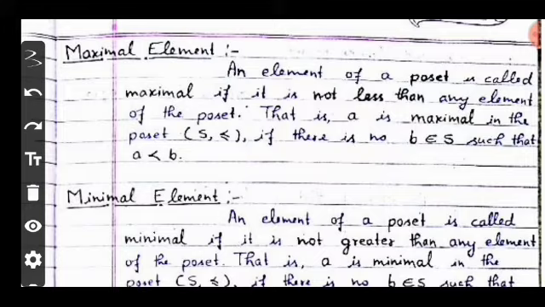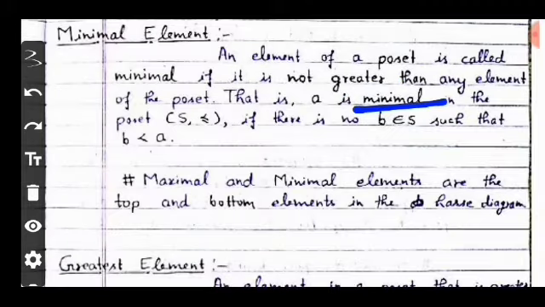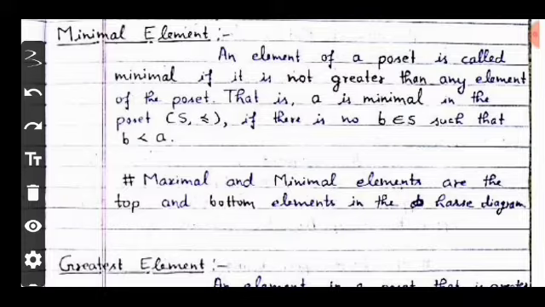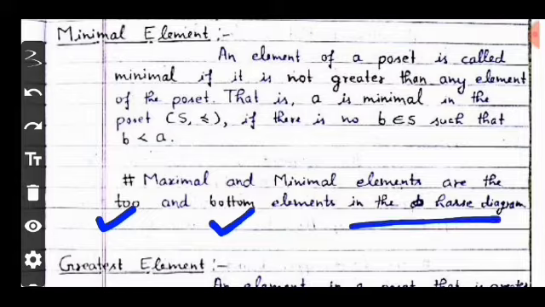Minimal element: an element of a poset is called minimal if it is not greater than any element of the poset. That is, in the poset (S, ≤), A is minimal if there is no B belonging to S such that B is less than A. Now an important point is that the maximal and minimal elements are the top and bottom elements in the Hasse diagram. So it is easy to identify any maximal and minimal element from your Hasse diagram.